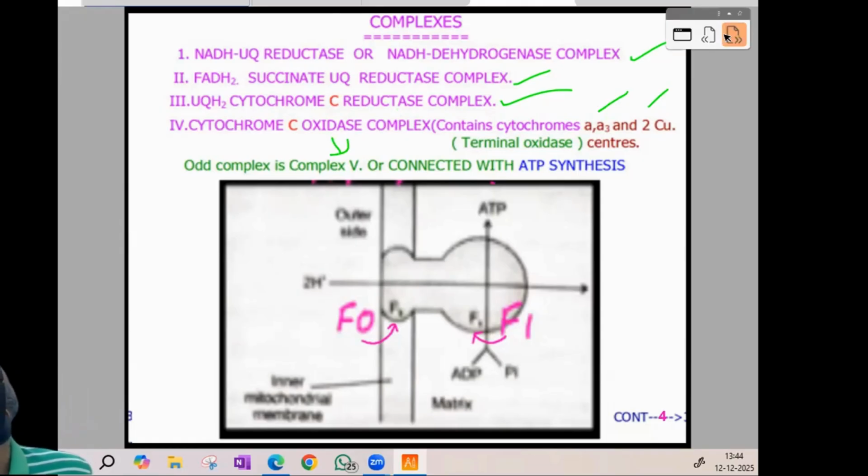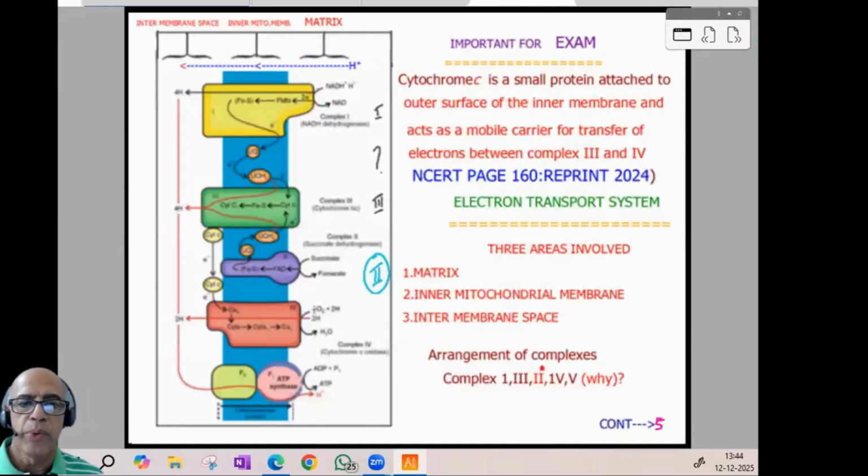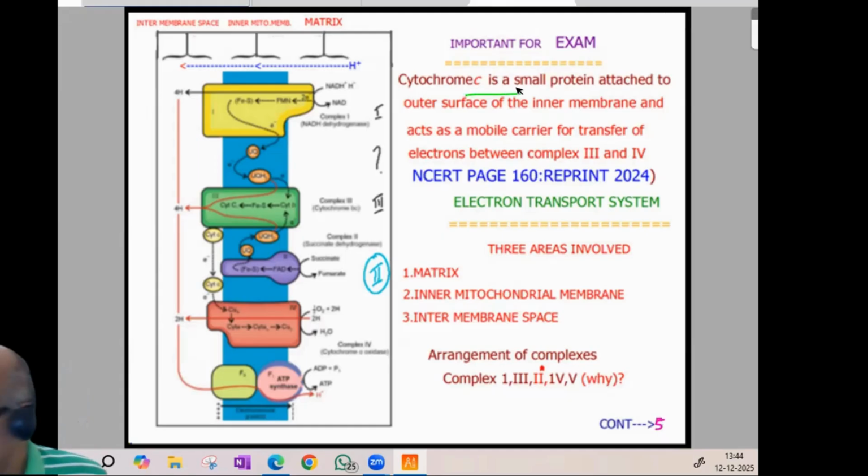Now we can proceed to the next page, a little more expanded form. Important for exam, that heading I even wrote there, which indicates importance. Cytochrome C is a small protein attached to the outer surface of the inner membrane and acts as a mobile carrier for transfer of electrons between complex 3 and 4. Very important, a repeated question. It is given in NCERT page number 160, reprint edition 2024.